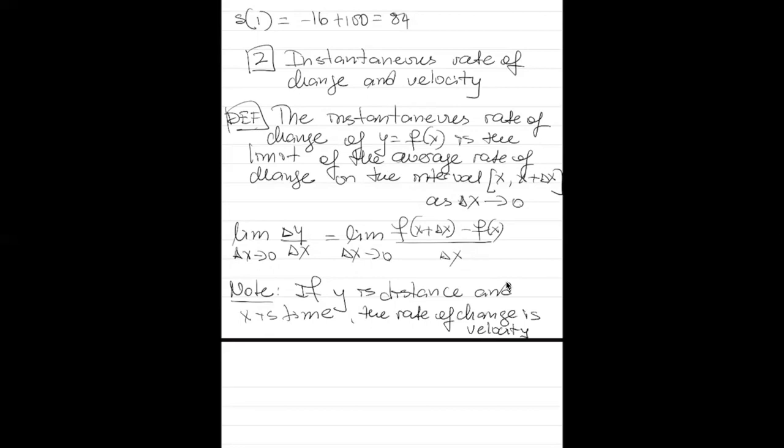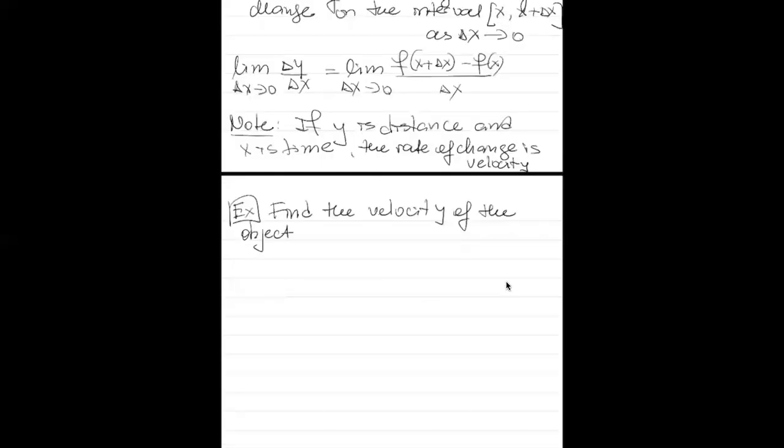So example, finding the instantaneous rate of change. Find the velocity of the object, that's the instantaneous rate of change of the object in example 2, at t equals 1. If average rate of change is over an interval, the instantaneous rate of change, or the velocity, is at a point.